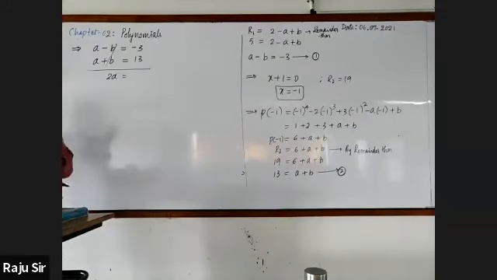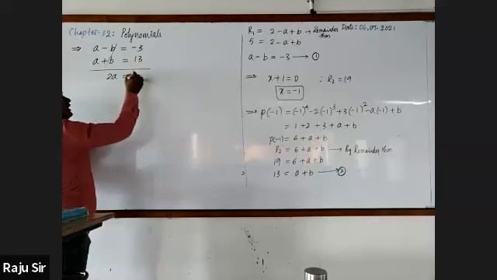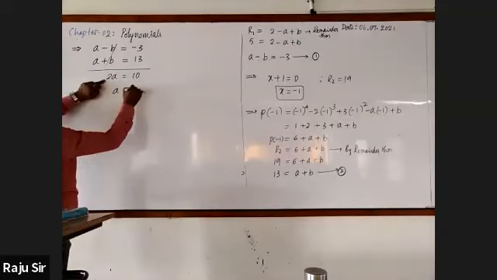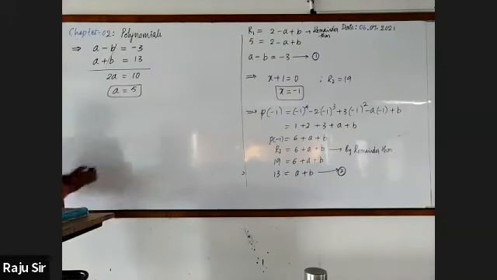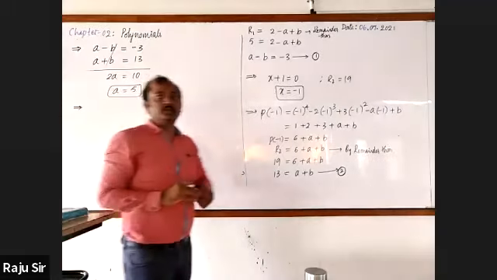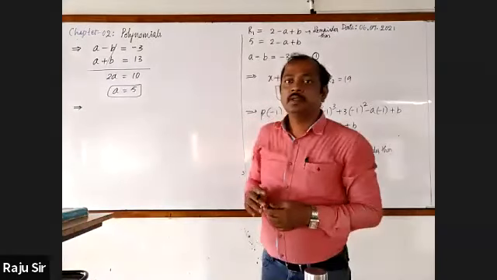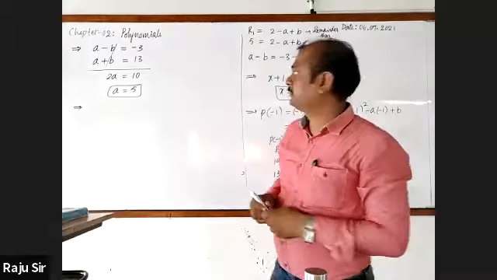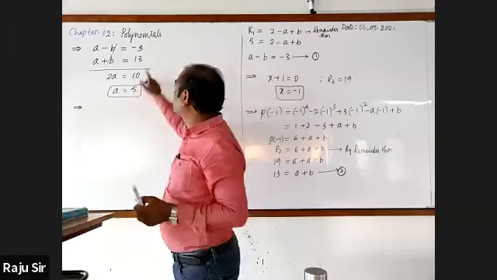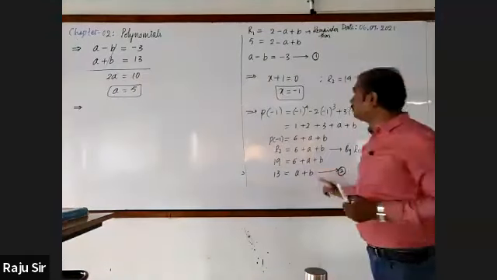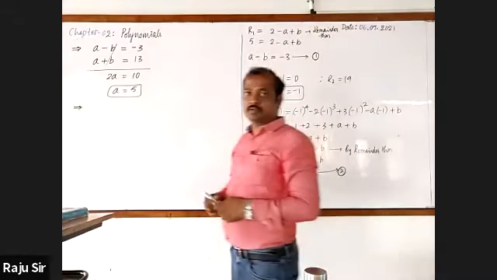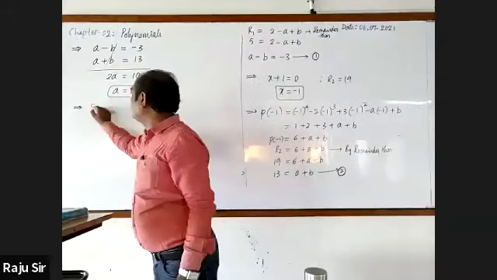2a. Minus 3 plus 13 is 10. Then a is equal to 10 by 2, which is nothing but 5. Let's go for finding the b value. To get the b value, the a value should be substituted in any one of the two equations. I go for using the second equation.